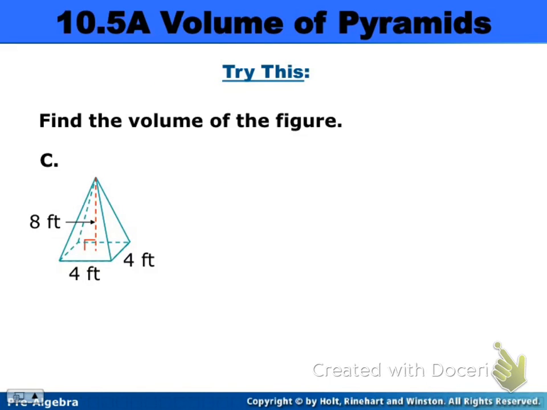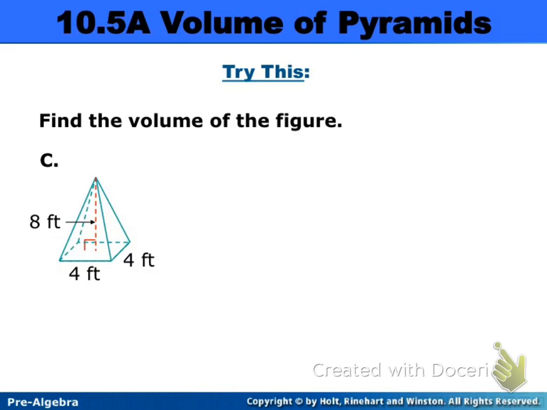Let's go ahead and try this. Find the volume of this figure. In this case, it does appear to be a square pyramid. So I'm going to give you a few minutes to go ahead and calculate the volume of this pyramid.